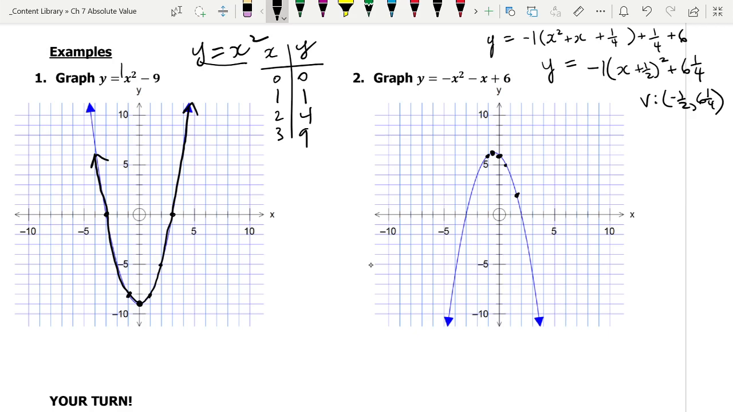Okay? So, remember how to graph parabolas. When they're in this nice, easy form where I can see the vertex, I don't have to do much. But if they're not in vertex form, I have to rearrange them. Use my complete the square skills.